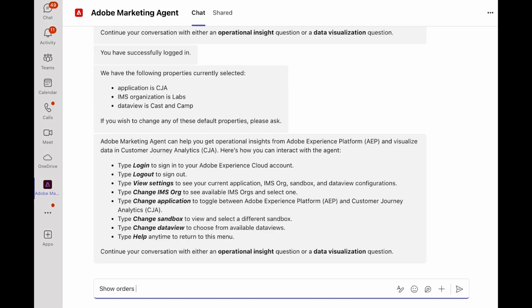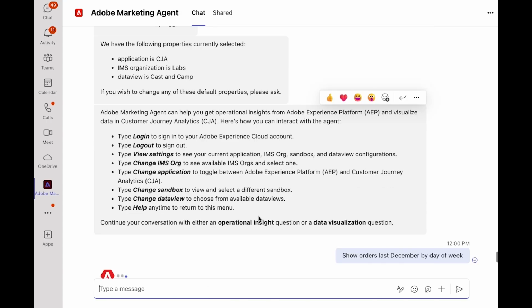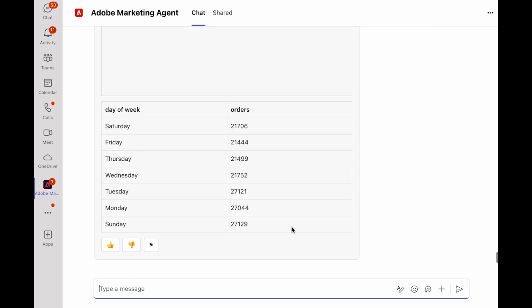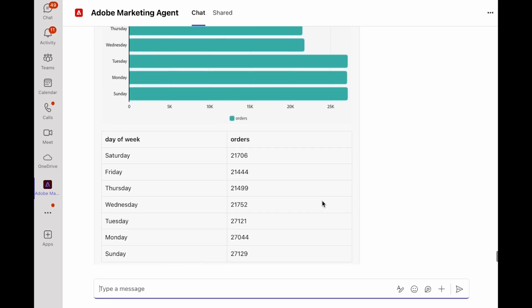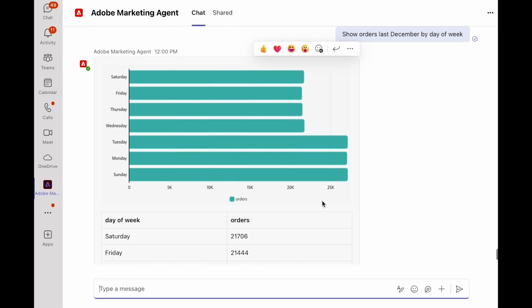I'll type, "Show orders last December by day of week." The Data Insights Agent looks through the data available, the metrics, the dimensions, the time ranges, and translates my prompt into the right query. It picks the relevant dimension, metric, date range, and visualization type for the question I asked.